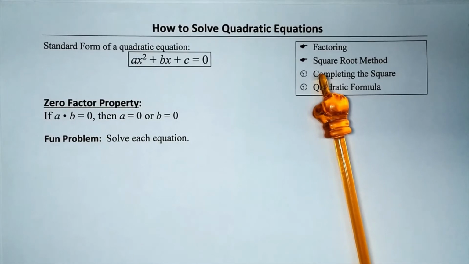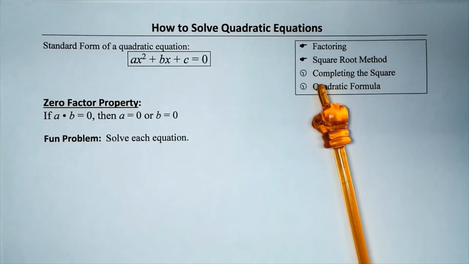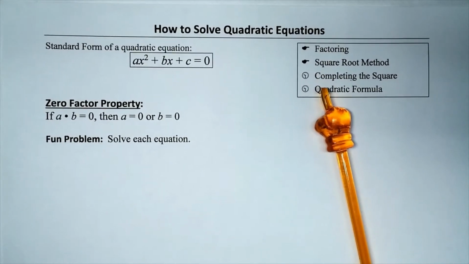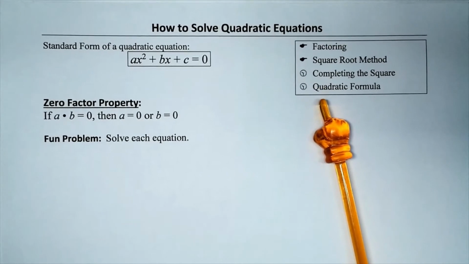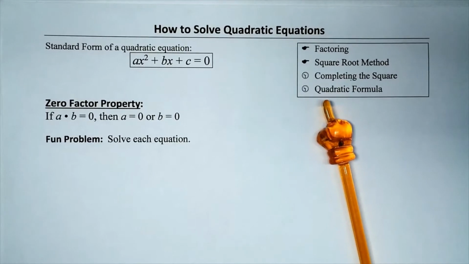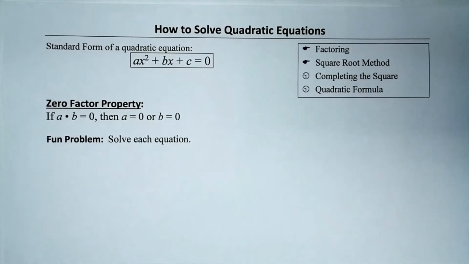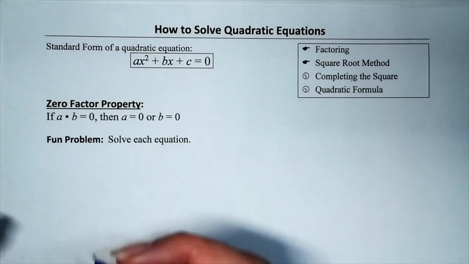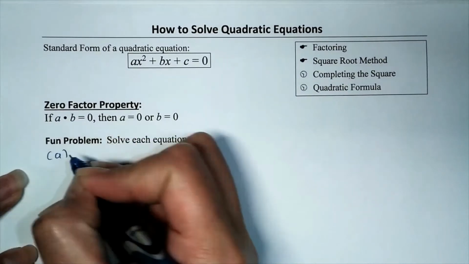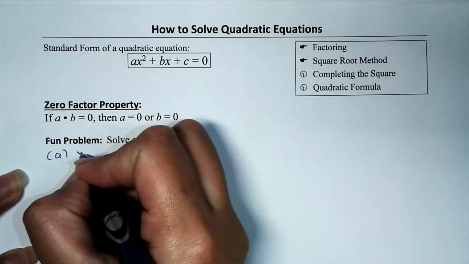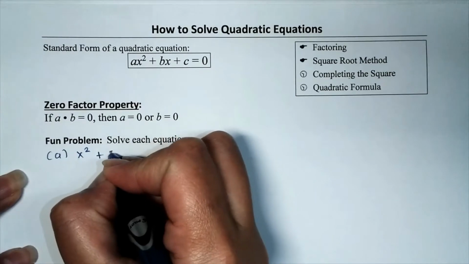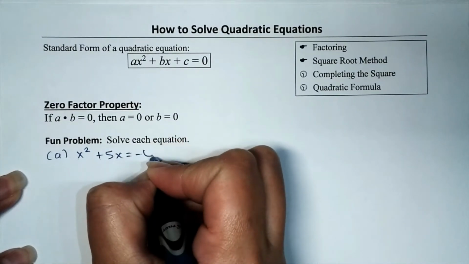And to minimize the length of the videos, in a later video we are going to solve them by completing the square, and a video thereafter will introduce our fourth and final technique, which is the quadratic formula. Alright, so let's go ahead and do this. Let's write down the first problem. We're going to do two problems right now. The first problem reads x squared plus 5x equals -6.